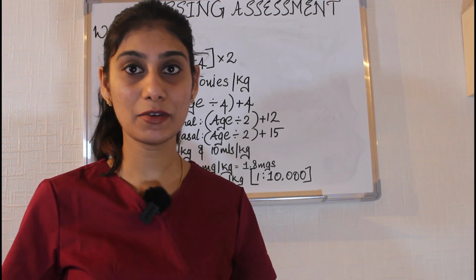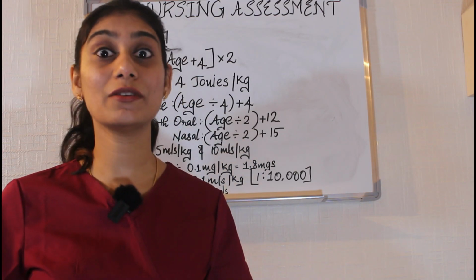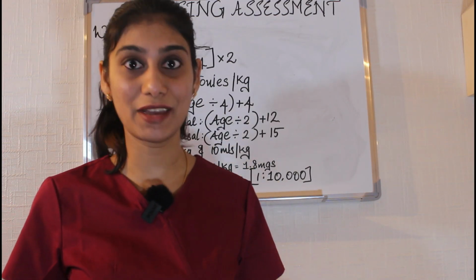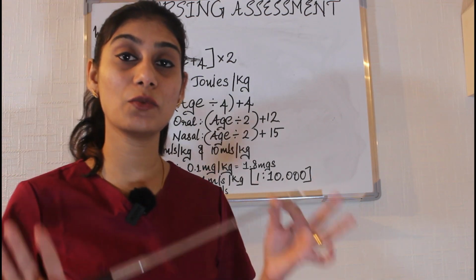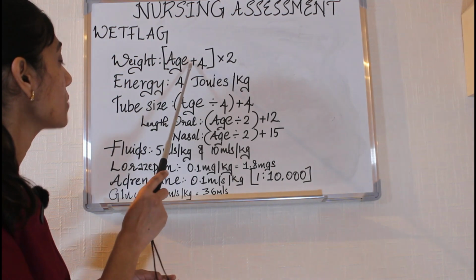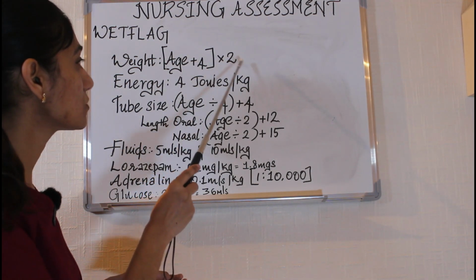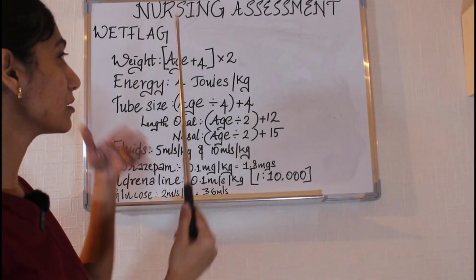So at that time, we don't have any other choice to get the weight, isn't it? So we have a standardized formula to calculate the weight of the child according to the age. That's age plus 4 times 2. That's the weight, and most of the calculations depend upon the weight.